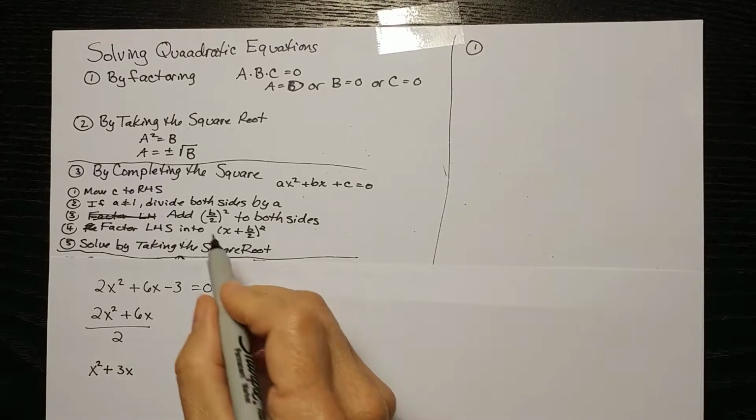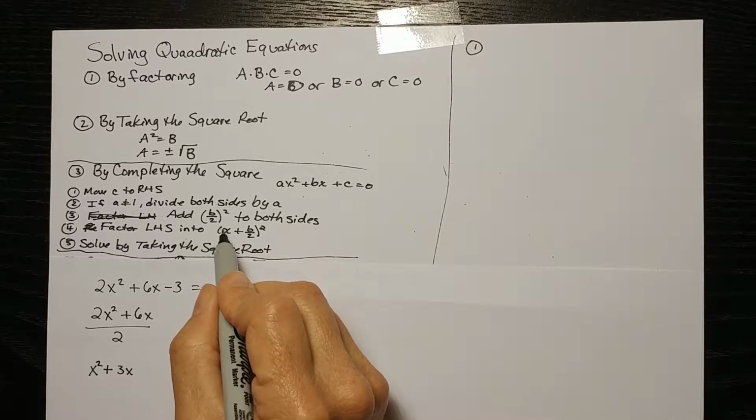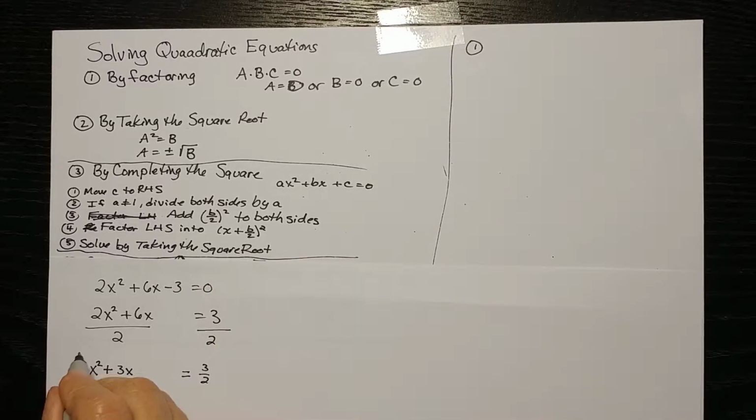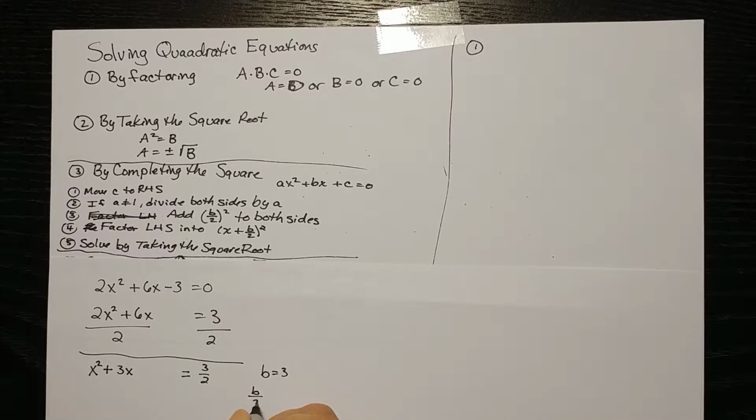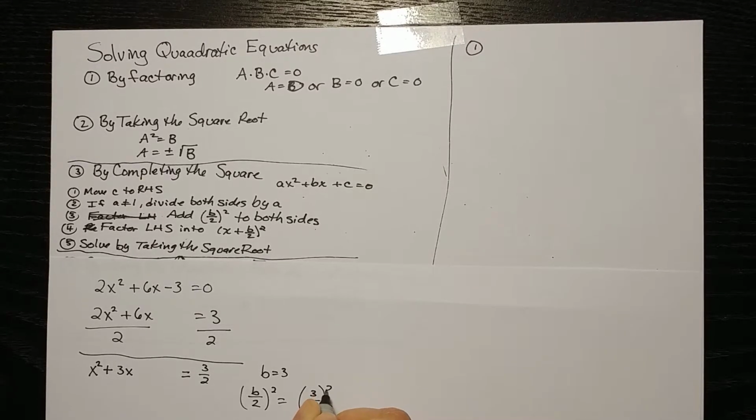Now I'm supposed to add b over 2 quantity squared to both sides. At this point, after I divide by 2, I have a new b. My b is equal to 3. So I need to add b over 2 quantity squared to both sides. That's going to be 3 over 2 quantity squared. That's what I'm going to add to both sides.